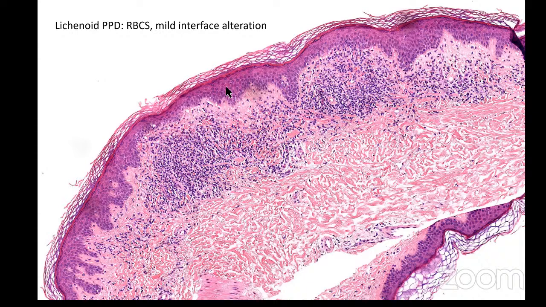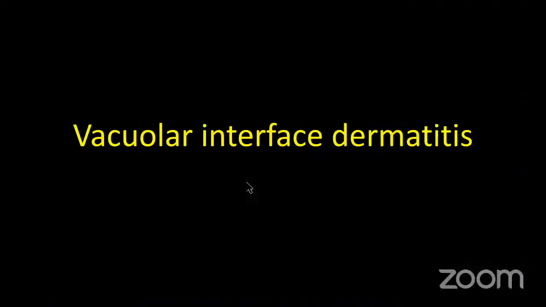But this is different than lichen planus. It's not as hypergranulotic. It's nice and basket weave. It's not obscuring and eating away at the rete. And here you have this red cell extravasation, which is typical of pigmented purpura.